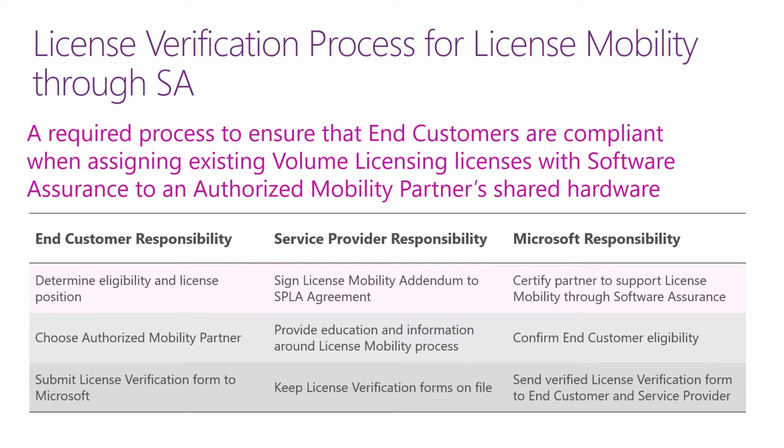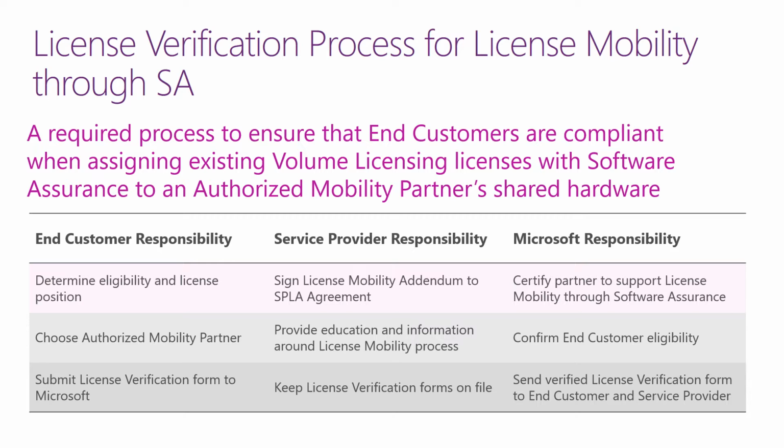Now, looking down the service provider column, you can see a reminder of how a service provider becomes an authorised mobility partner. They sign the license mobility addendum that we mentioned earlier in the session, and they obviously need to help the end customer with the rest of the process. Looking at the first column for the end customer's responsibilities, you can see that they need to make sure that the licenses they want to use are eligible. We'll cover that in a moment. They need to obviously engage with an authorised mobility partner, and then they need to complete and submit a form called the license verification form to Microsoft.